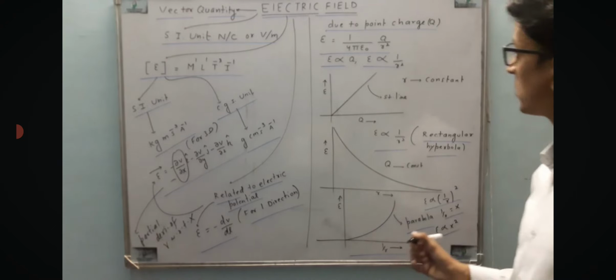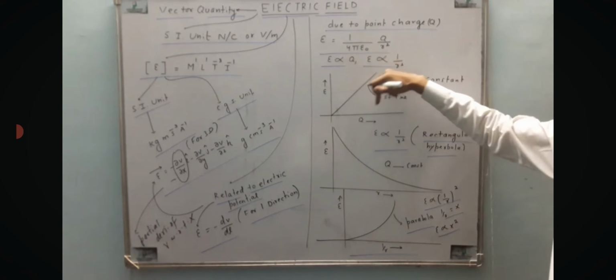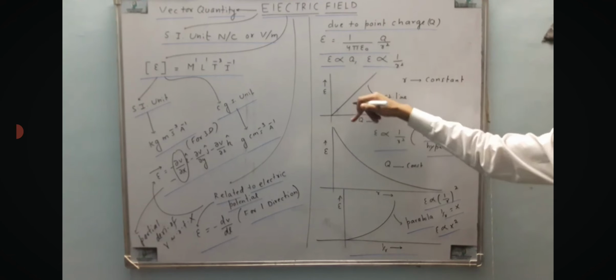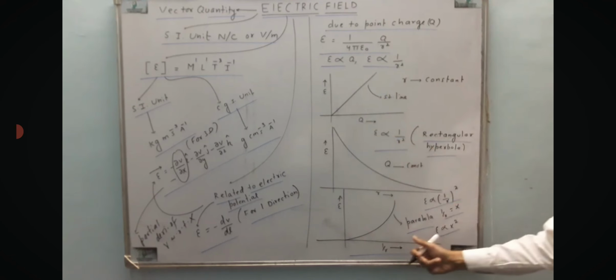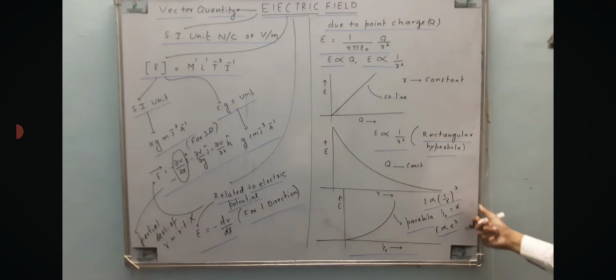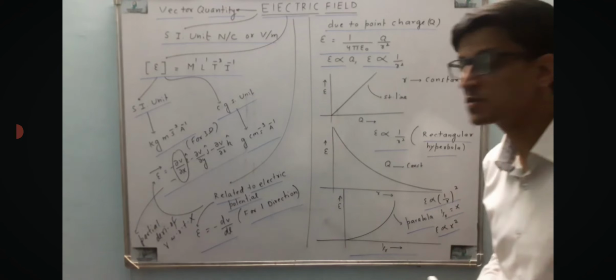So the graph between E and q will be a straight line, and E and r will be a rectangular hyperbola. If I draw a graph between E and 1 by r, it will be a parabola, because if I assume 1 by r is x, then I can say that E is proportional to x square.